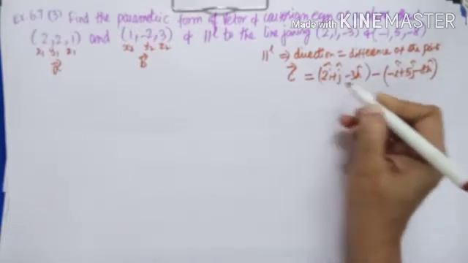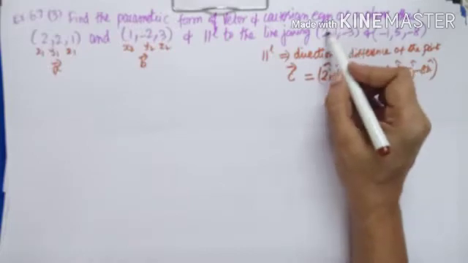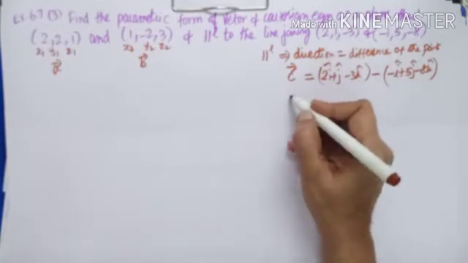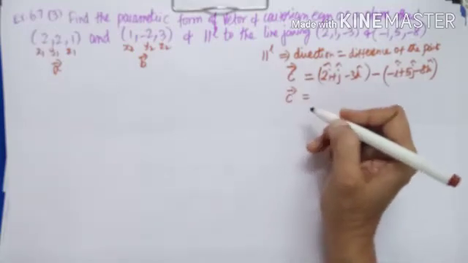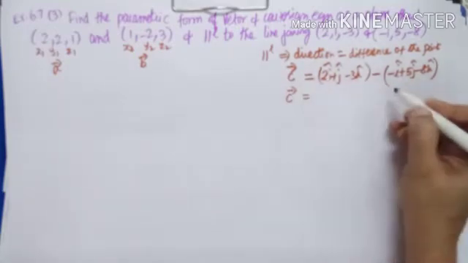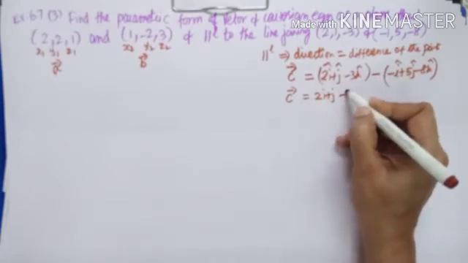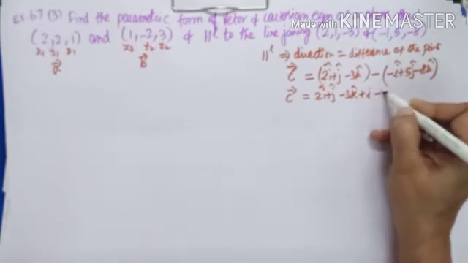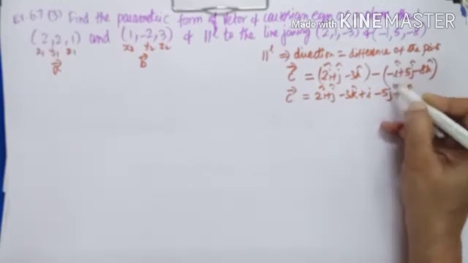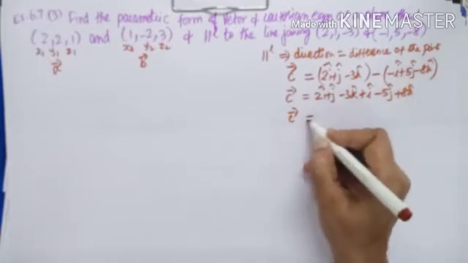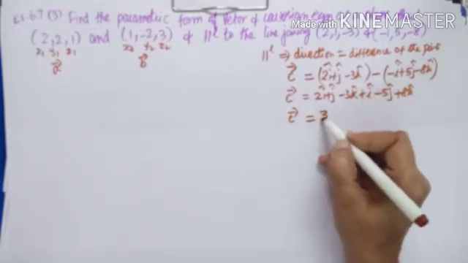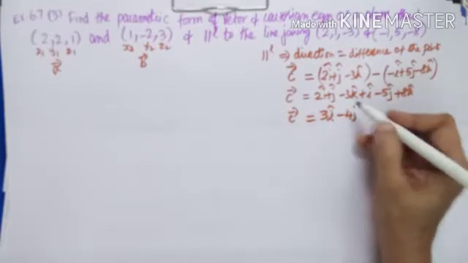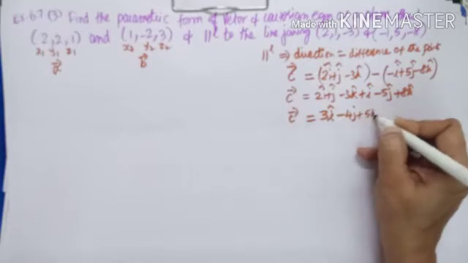It is only a parallel vector. You can subtract from first point to the second point or 2 minus 1. Anything is correct since we deal with only direction. 2i plus j minus 3k. Take the minus sign inside. Plus i minus 5j plus 8k. Simplify the answer. C vector is 2i plus i, 3i. j minus 5j, minus 4j. Minus 3k plus 8k, 5k.